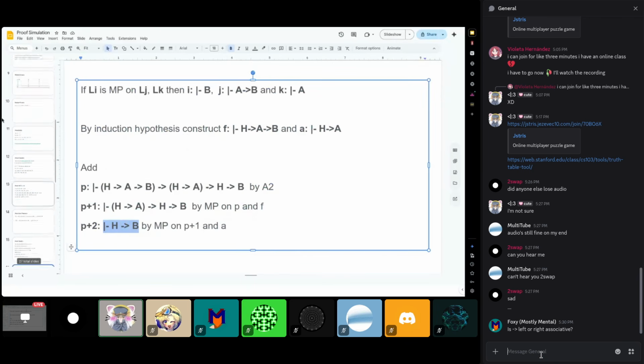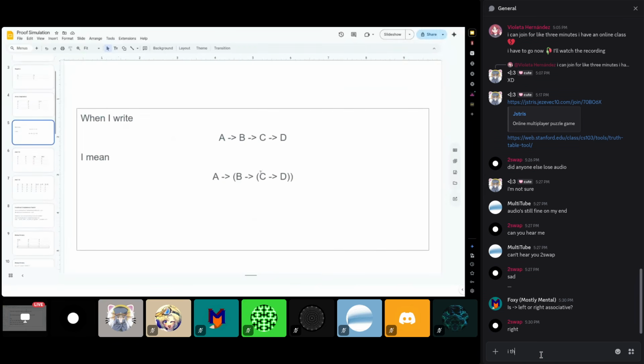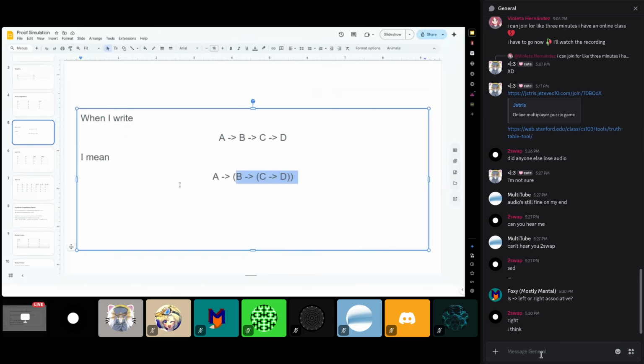Is arrow left or right associative? It's right associative. Yeah. Okay.